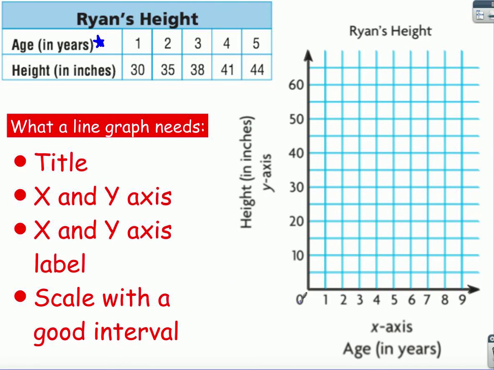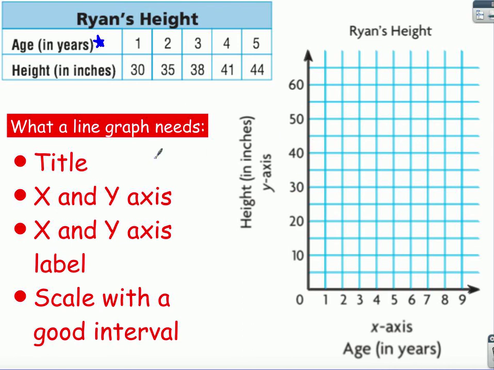Then you want to have a good scale. Scale are the numbers here. If we look at the age in years, we can see that the most Ryan has on his data table is 5. So we want to make sure that 5 fits in down here. On this one we would count by ones, so that's your interval. We're going to have an interval of 1 so we can get to 5. Now the height's a different story because this one goes all the way up to 44. So we need to have our data go clear up to 44 on our graph. In this case it would make sense to count by, they're actually counting by 5s, but they're only labeling every other one at 10. So we can get all the way up to 44.